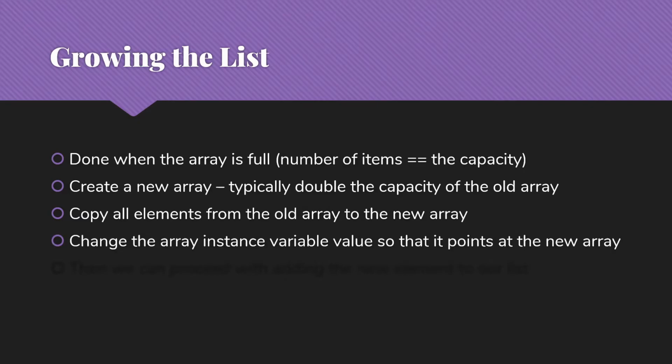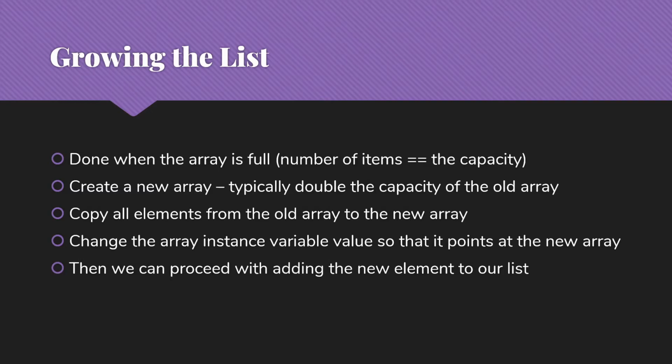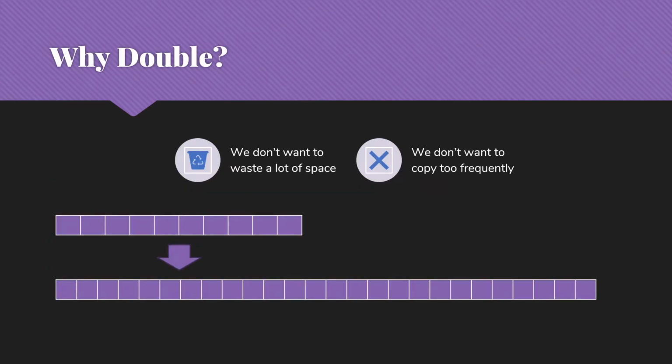Once we've done that, we're going to change our array instance variable value, assuming we're doing this in a class because Java, we're doing it in a class, so that it points at the new array. It's one of the beauties of object reference variables is I can just say, okay, quit pointing at that array and point at this one instead. And then we can proceed with adding the new element to our list, just as we would if our array hadn't been full.